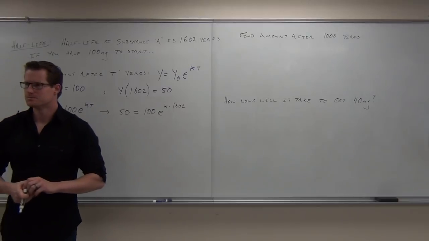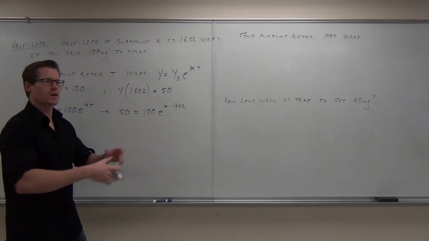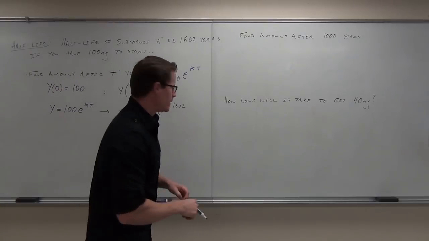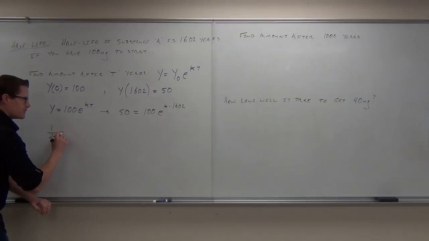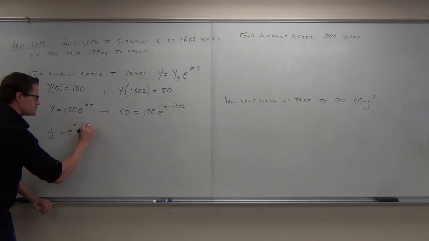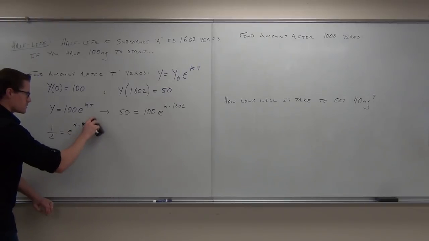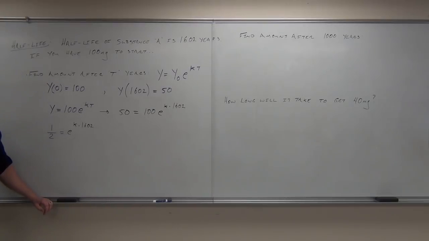What's the next thing you do? Try to isolate e to the k. Sure. How are we going to isolate e to the k? Come on, help me out. Divide by 100. If we divide by that 100, we're going to get 1/2 equals e to the k times 1602. How about after that? Can we solve for e to the k in this case? Of course we can.